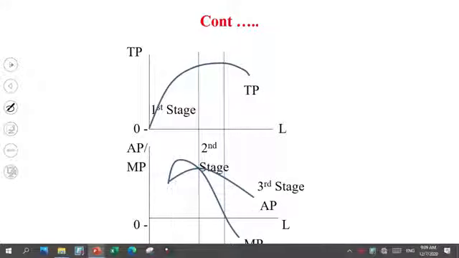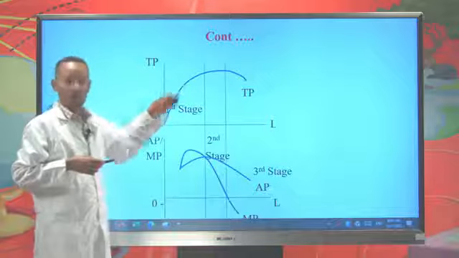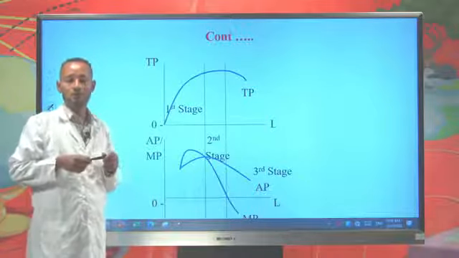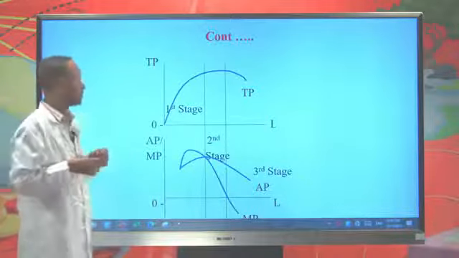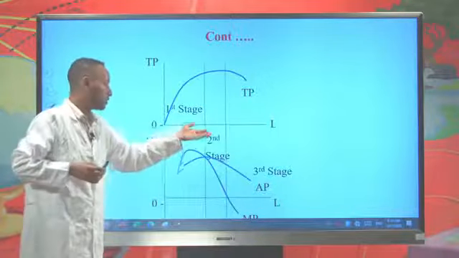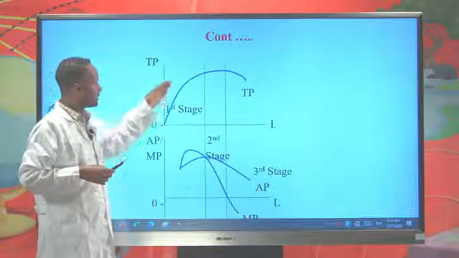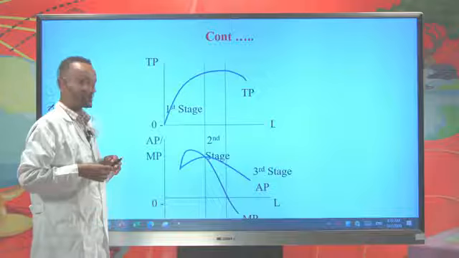Now let's see the graphical representation of production. This is the total product. While you are going to plot the total product curve, just represent all the values of total product on the y-axis and all the values of the variable input labor on the x-axis. And this is the total product curve, which is an N-shaped curve.